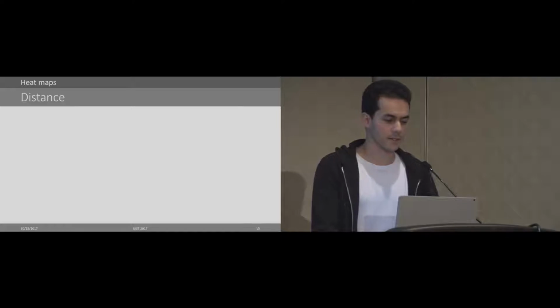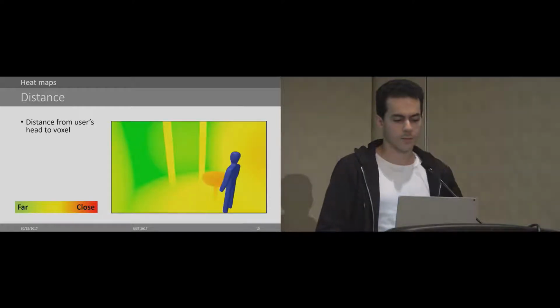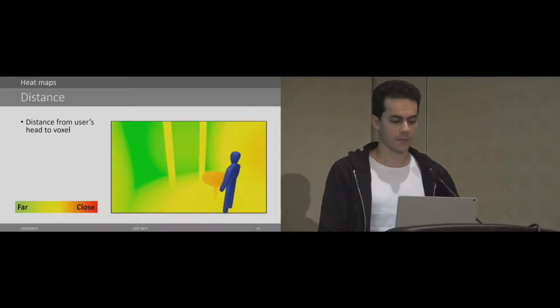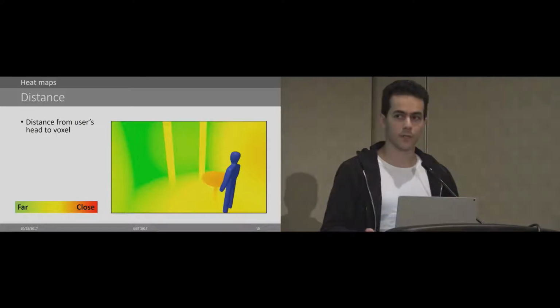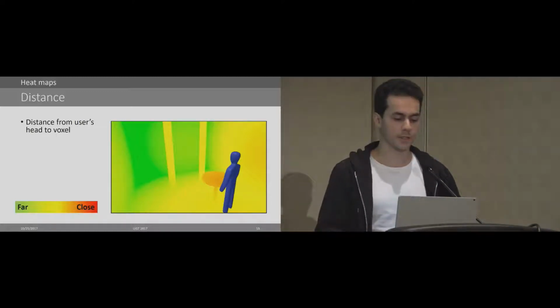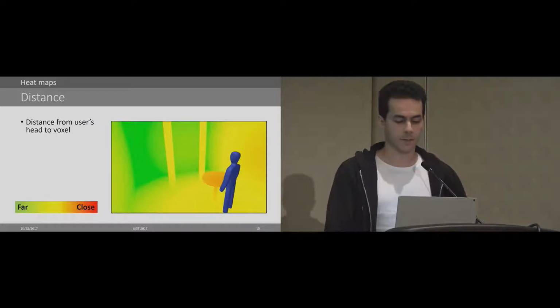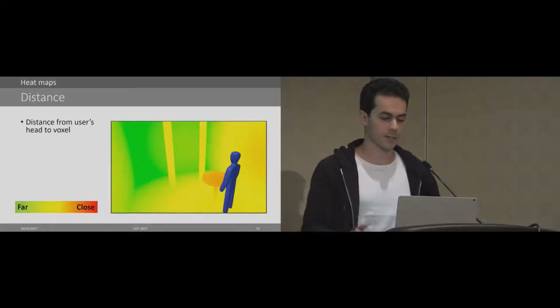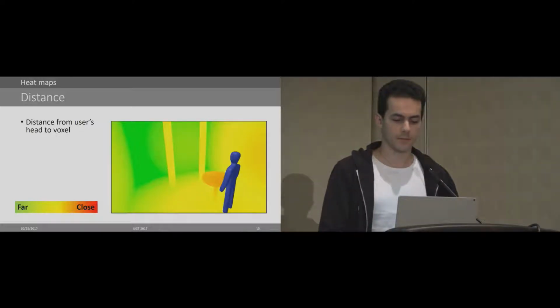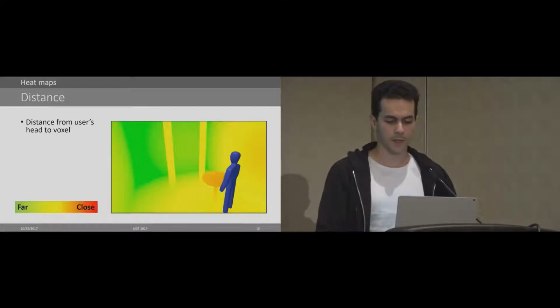And then we have distance. This one is pretty straightforward. We're simply measuring, for each voxel in space, the distance from the user's viewpoint to the voxel. And in that image, we can see that the table close to that stylized user is very orange, which means that it's close, and the wall in the background is a bit farther away, and therefore it's green.